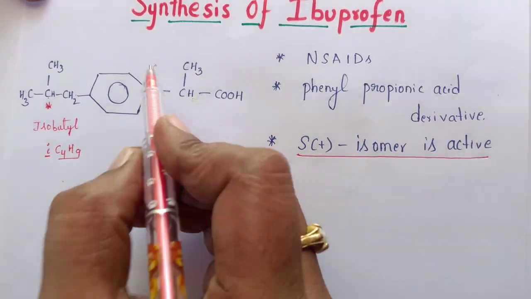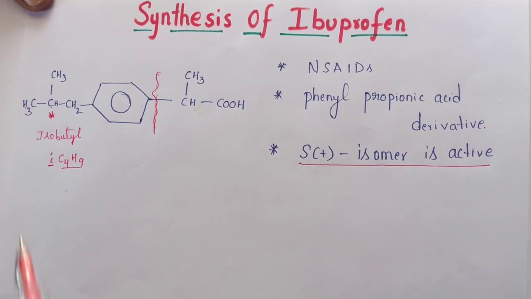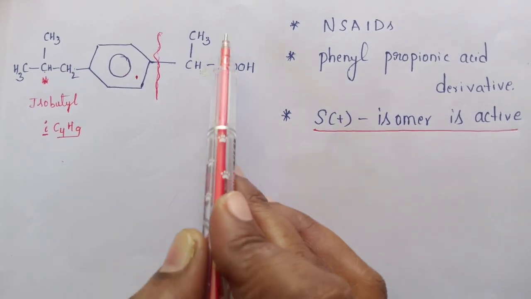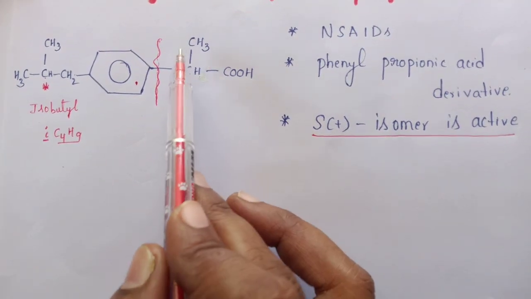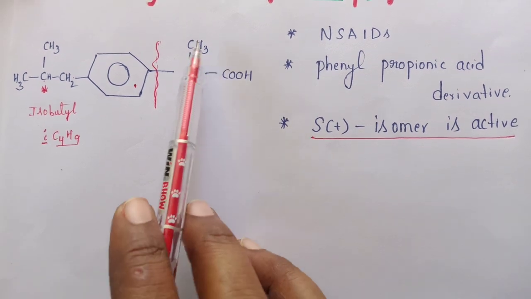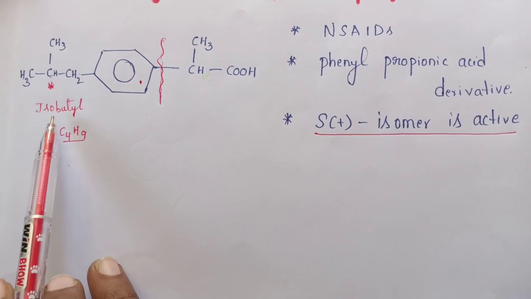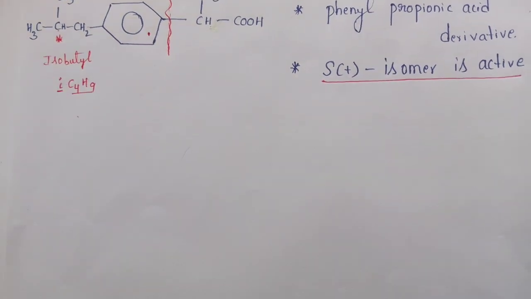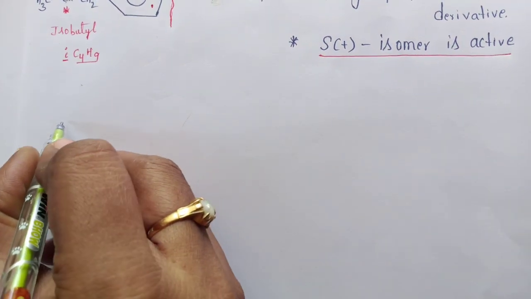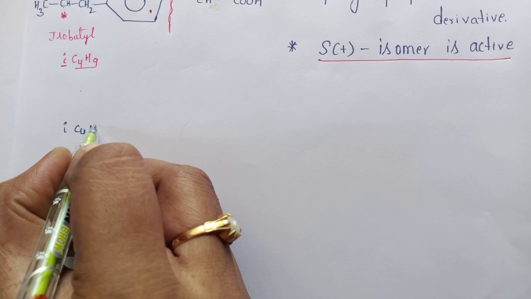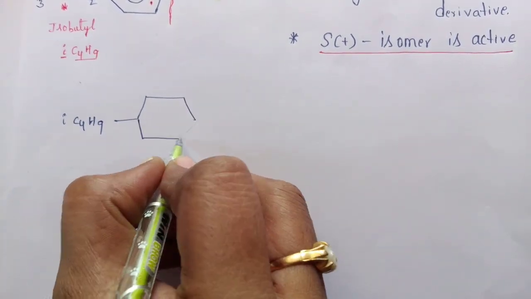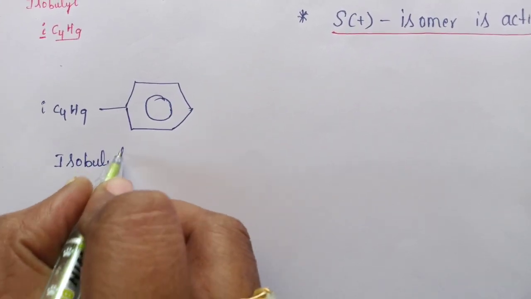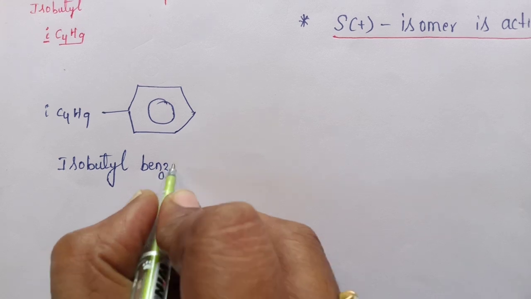just divide the structure up to this part. One starting material is isobutyl benzene, to which we have to attach a propionic acid. By different steps we are attaching the propionic acid. So what are the synthetic steps involved? Just take isobutyl as IC4H9 with benzene. So what is the starting material name? Isobutyl benzene is the starting material.